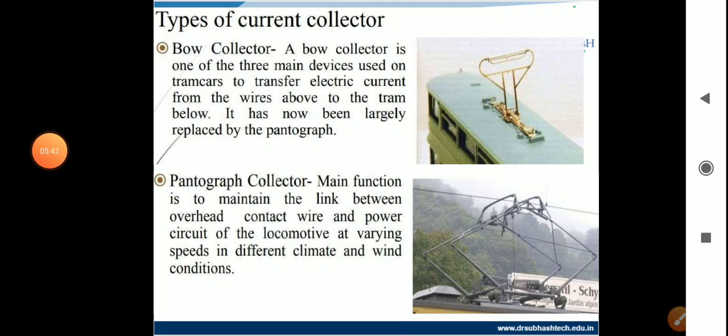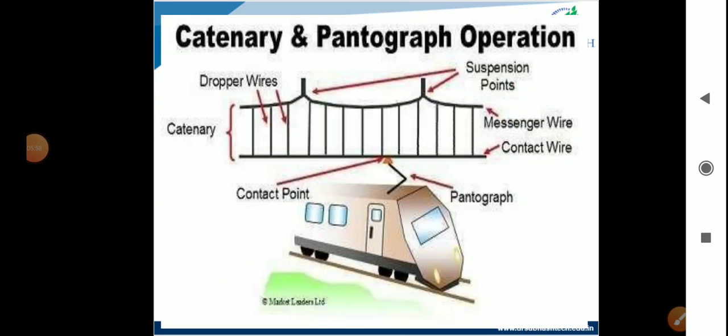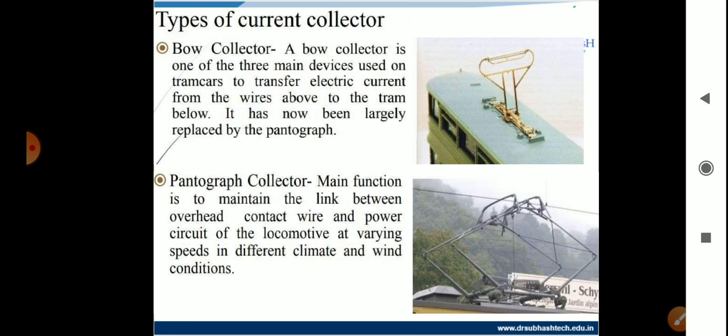So the next topic is the pantograph collector. Its main function is to maintain the link between the overhead contact wire and the power circuit of the locomotive at varying speed, in different climate and wind conditions. The second figure is about the pantograph collector. This is most probably asked as a GTU question: types of current collector, explain any one.